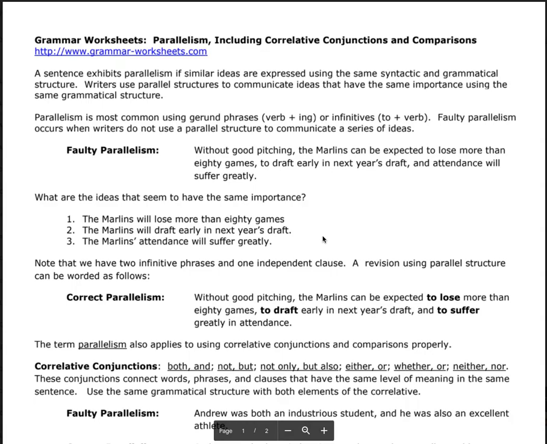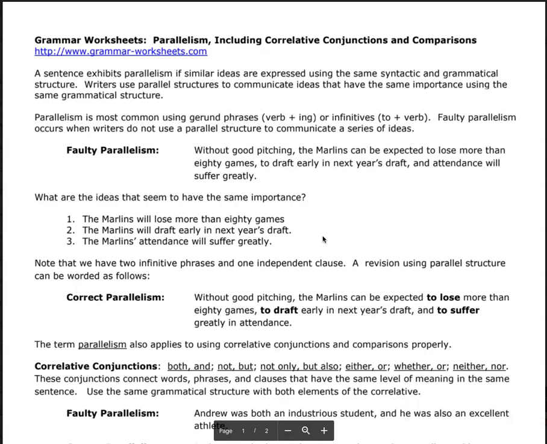So parallelism. A sentence exhibits parallelism if similar ideas are expressed using the same syntactic and grammatical structure. So this is about structure. I know I'm always talking about structure in our writing, but your sentences also have to have good structure. Writers use parallel structures to communicate ideas that have the same importance using the same grammatical structure. So when you're listing things or showing two things that are similar or of equal importance in the same sentence, it has to have the same structure.